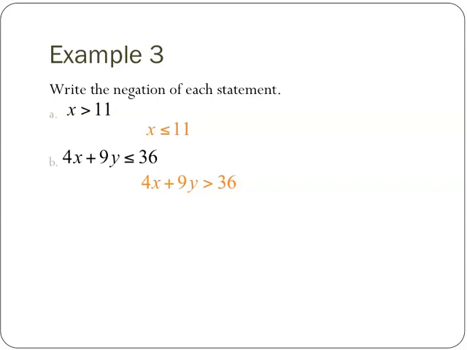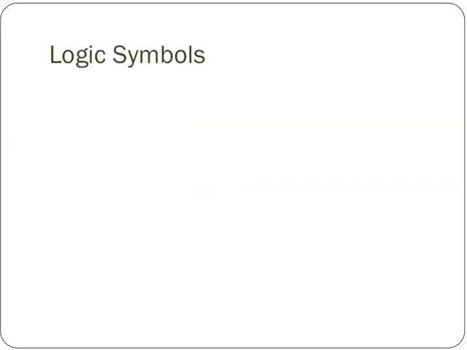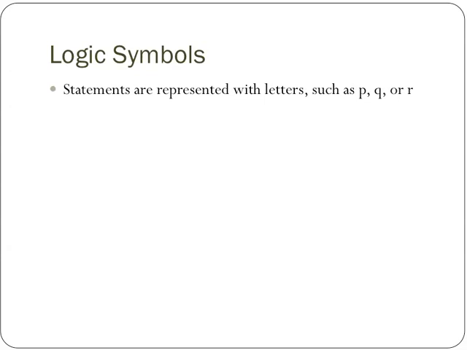The next thing we're going to talk about is what we call logic symbols. Rather than writing out a lot of things, we want to be able to write statements in a simpler way. Instead of writing out the full sentence, we can use symbols to represent what's in the problem and work with it that way. Statements themselves are represented with letters, typically lowercase letters. For example, P, Q, or R are very popular.